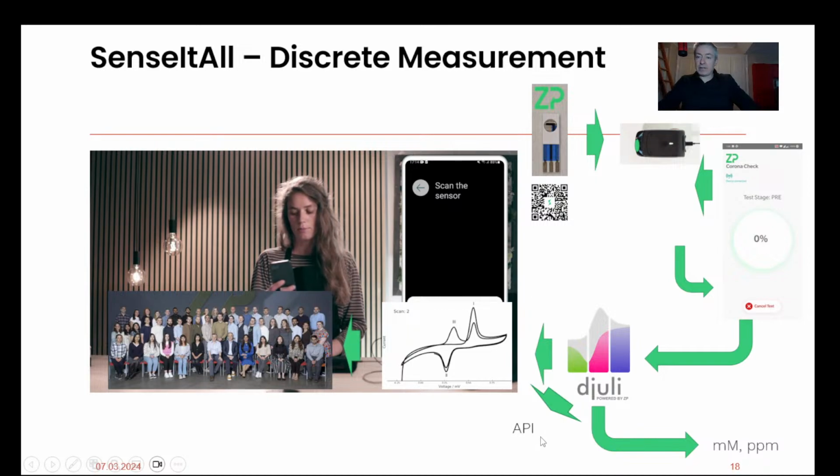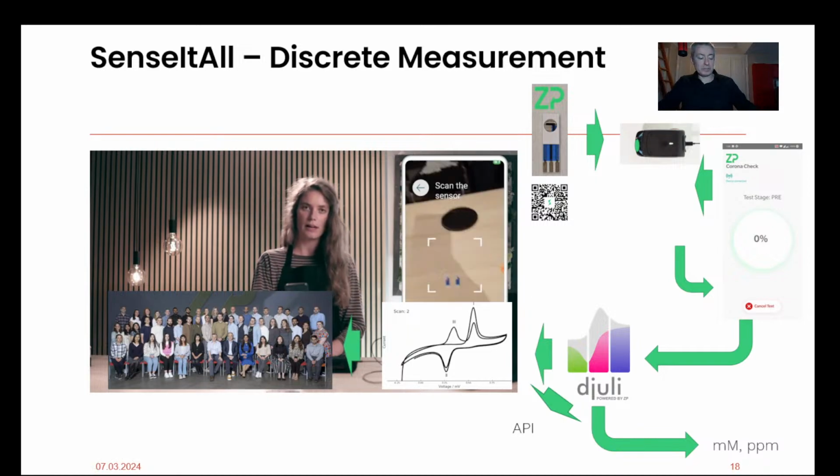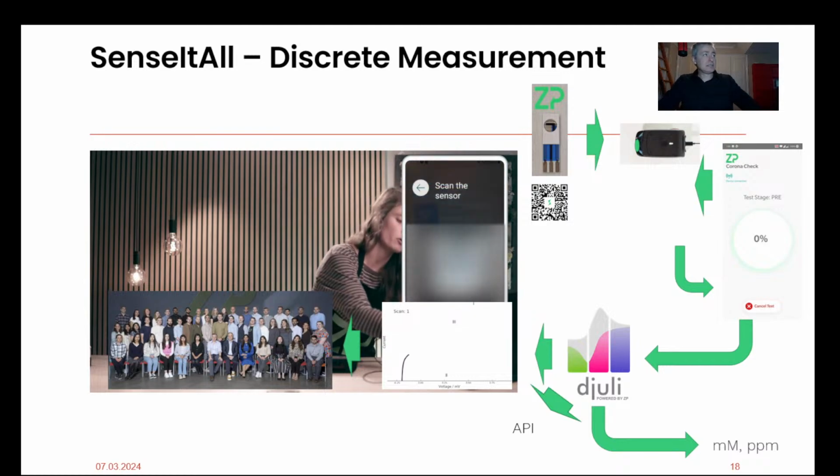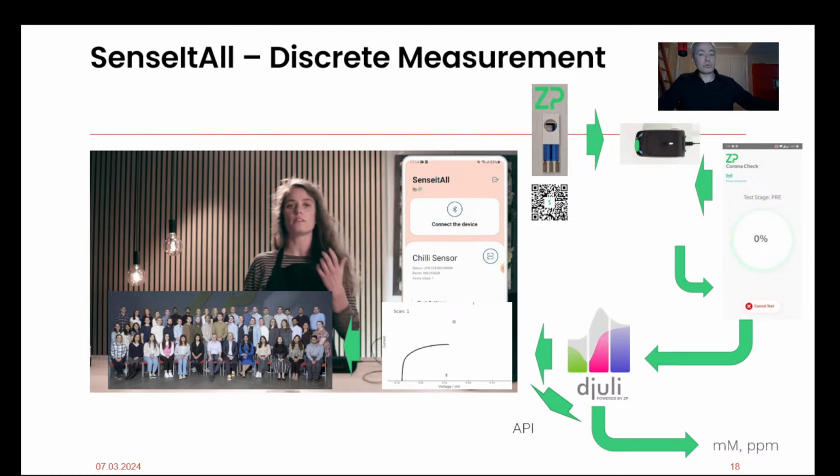There is an API associated with Julie, an application program interface. That means somebody can dedicate more of their efforts to the cloud, the user experience and the data analytics.